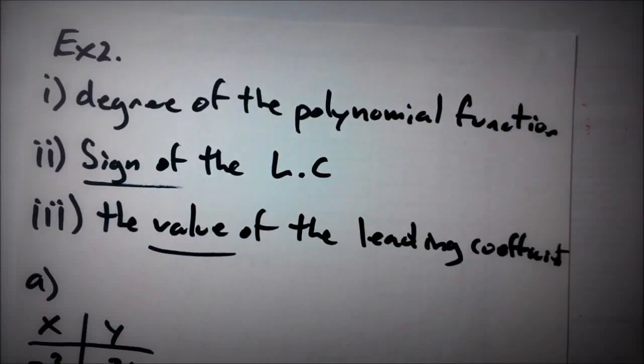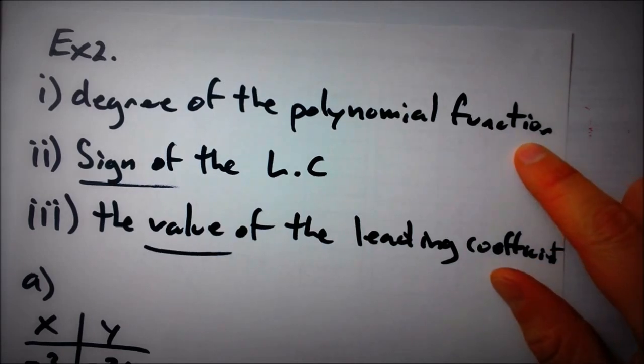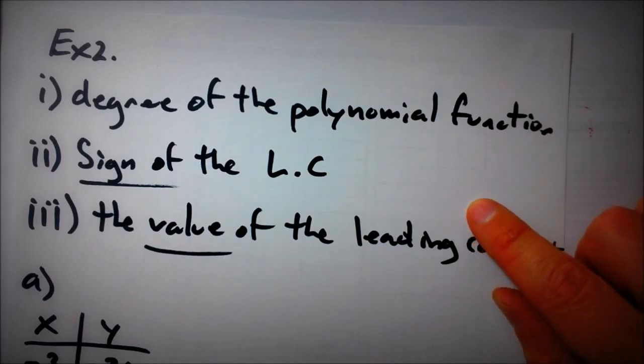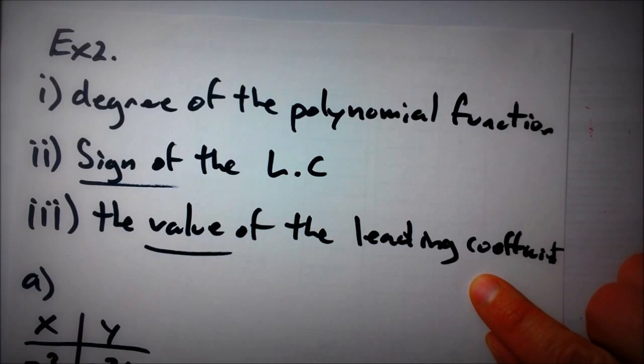Great. Let's look at example 2 of characteristics of polynomial functions. Example 2 says, each table represents a polynomial function. Use finite differences to determine 1. The degree of the polynomial function, 2. The sign of the leading coefficient, and 3. The value of the leading coefficient.